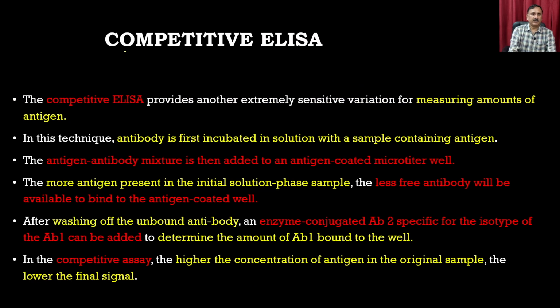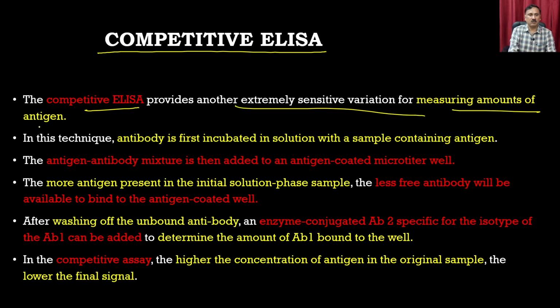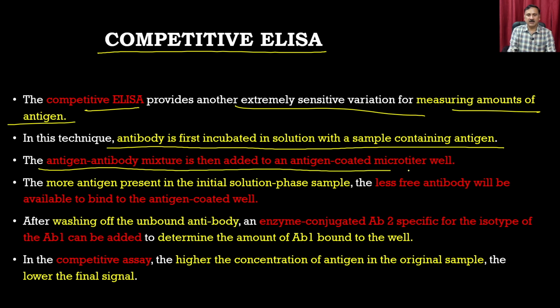Now, the fourth one is the competitive ELISA. Okay, so a competitive ELISA is very sensitive, right? Extremely sensitive for measuring the amount of antigen. And the antibody is first incubated in solution with a sample containing the antigen. The antigen-antibody mixture is then added to an antigen-coated microtiter plate.